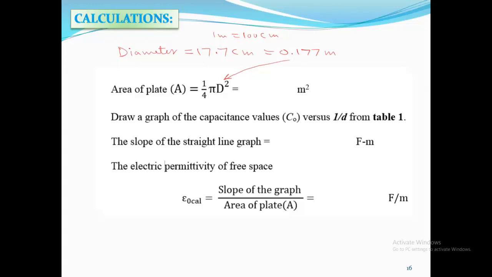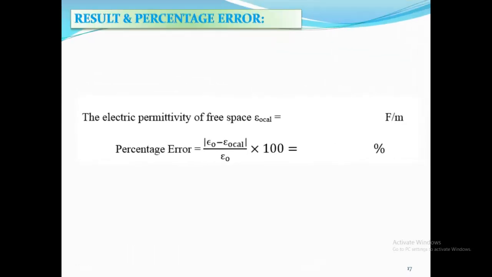So you use this value over here, and then you will calculate the final area. And the slope of the straight line graph, here you would write down, as I told you, how to find out, and then slope divided by the area, you will get this one. And as you know, I gave you the real or actual value, 8.85, this is the real, and this is the calculated. You calculated your result, this one, and you will find out the percentage error.